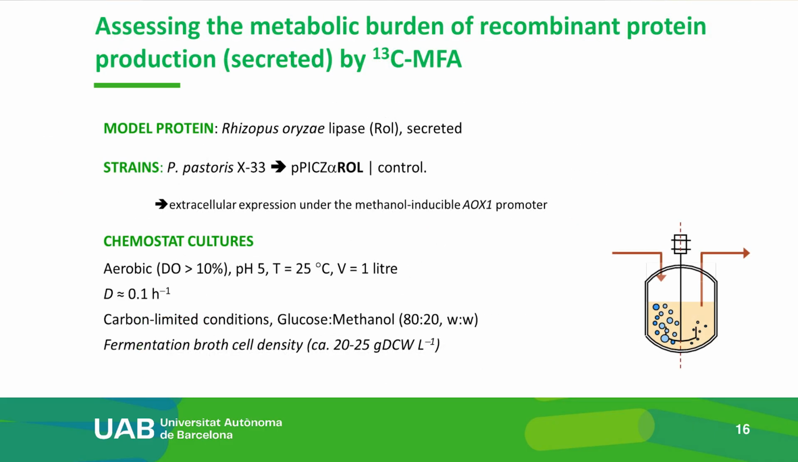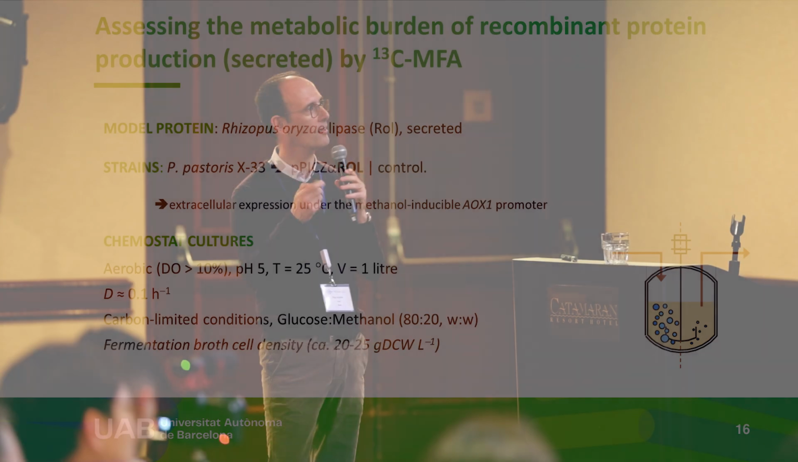The other example was expressing a lipase from a fungus in Pichia using the AOX1 promoter. We knew beforehand that this enzyme is hard to express in Pichia. When you overexpress it, the biomass yield goes down and the growth rate also decreases. So there's something going on with metabolism.